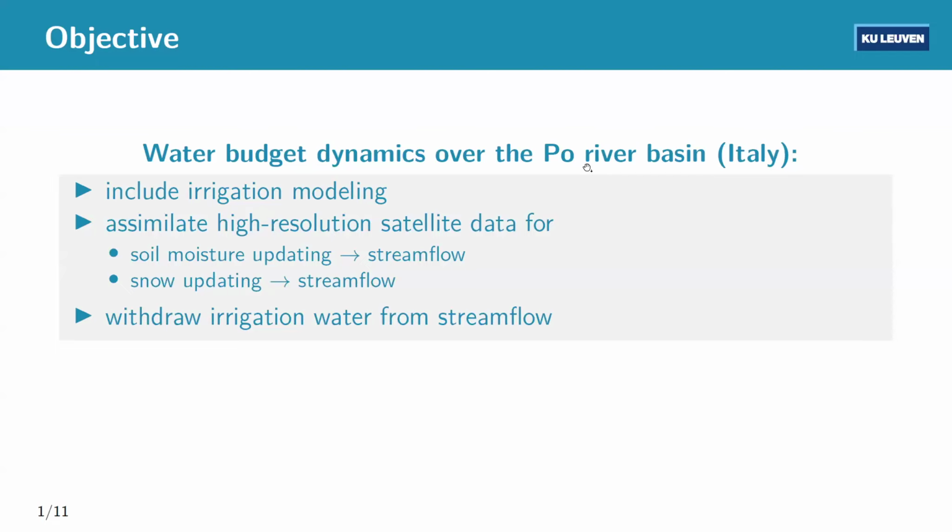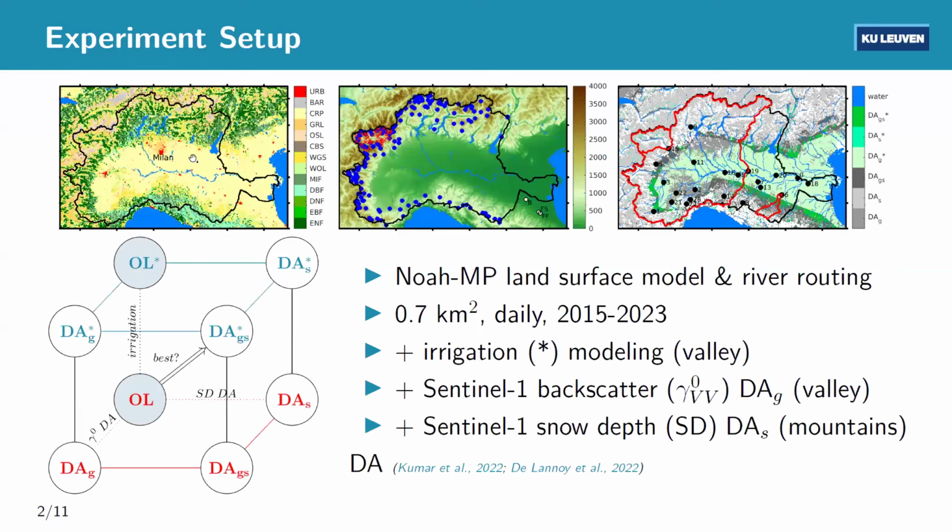We further want to assimilate high-resolution satellite data for both soil moisture and snow updating. So two storages of water, and that will affect the stream flow. On top of just modeling irrigation, we also need to withdraw that irrigation from the stream flow to get our water budget correct.